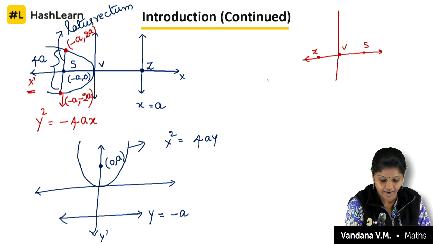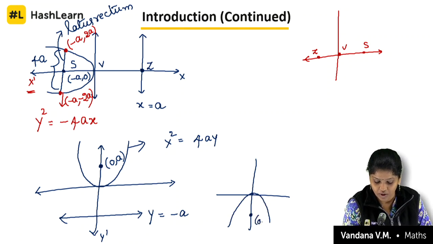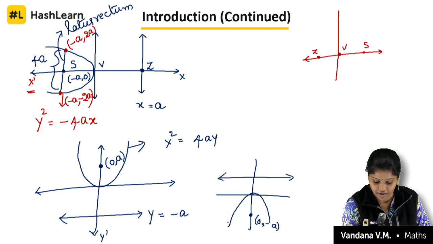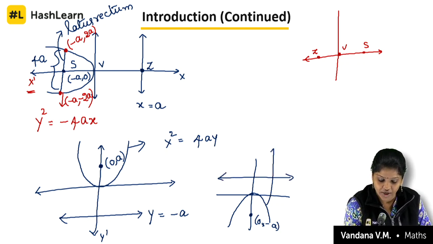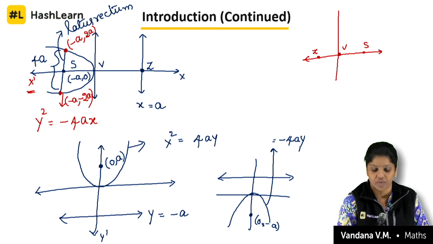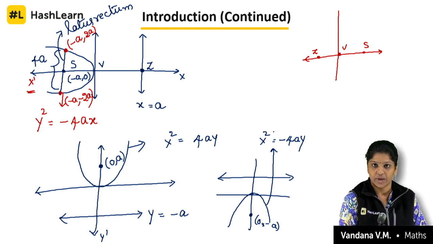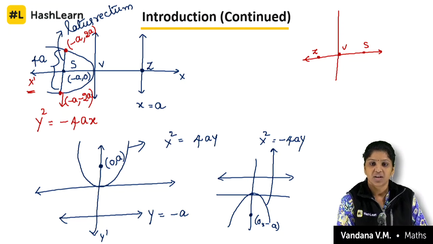In the same way, the downward parabola. How will you get the focus? 0 comma minus a, and the directrix will be somewhere here. So, the equation I will write here is minus 4ay because it is symmetric along the y-axis. x square is equal to minus 4ay. Clear, children? Okay, let us do some problems, then we can understand the concept in a better manner.